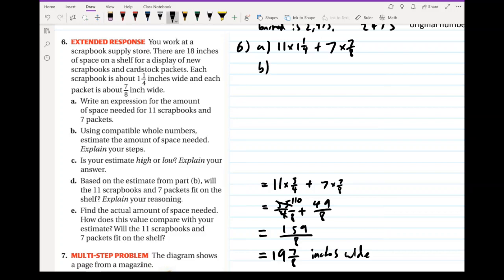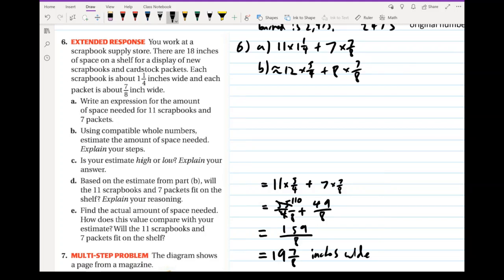So it says, using compatible whole numbers, estimate the amount of space needed. We want to make sure we have enough space. So we want to change 11 into the nearest whole number that works with the denominator of 1 1/4. So that would be approximately 12, because 12 is a multiple of 4. 12 times 5 over 4. And then 7, we have to round that to 8, times 7 over 8. So we have to round it using estimation.